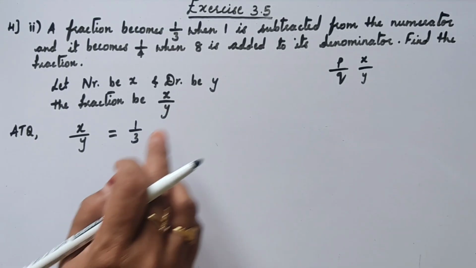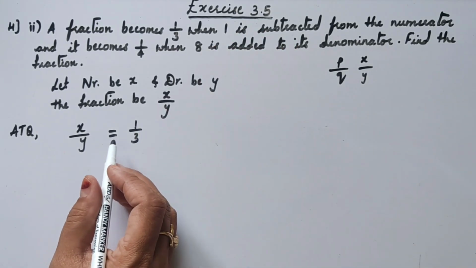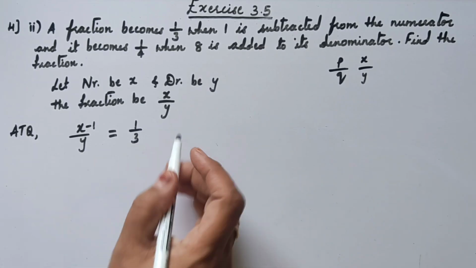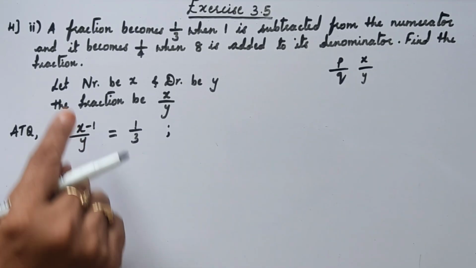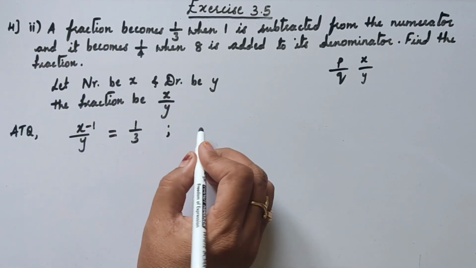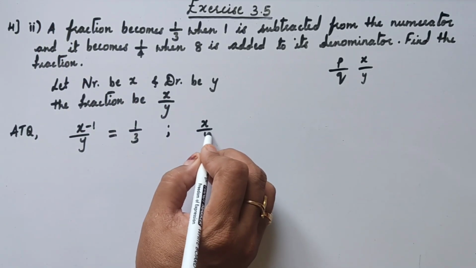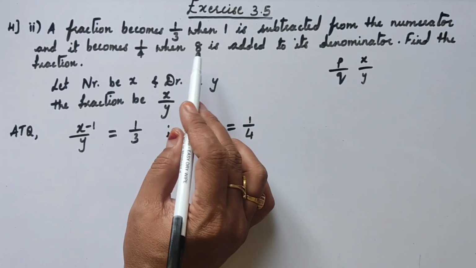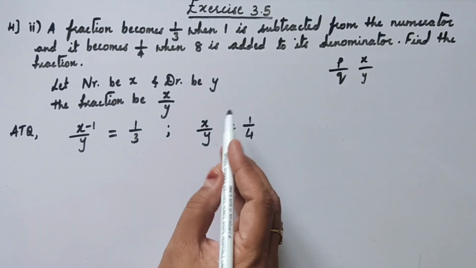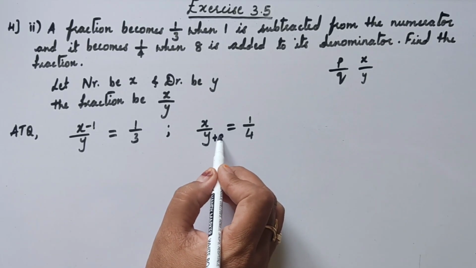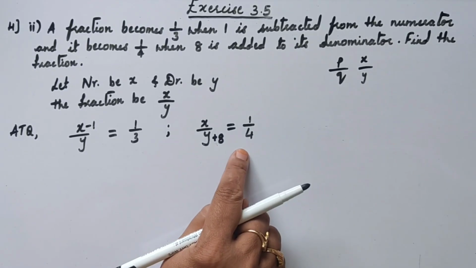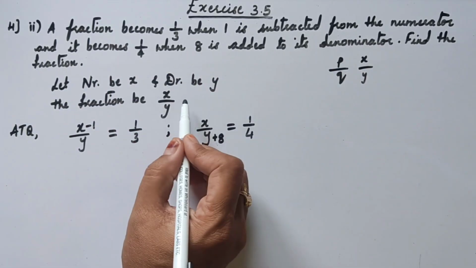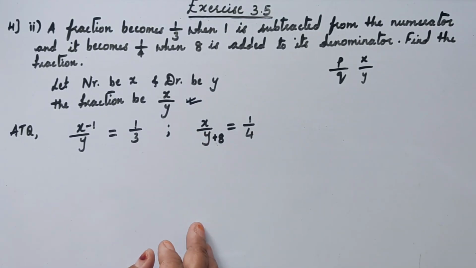When does it become 1 by 3? When 1 is subtracted from the numerator. Okay, this is the first one. And the fraction becomes 1 upon 4 when 8 is added to its denominator. This is the denominator, right? So 8 is added to the denominator, then only we are going to get 1 upon 4. So we need to find out the fraction. So we need to find out what the fraction is here.